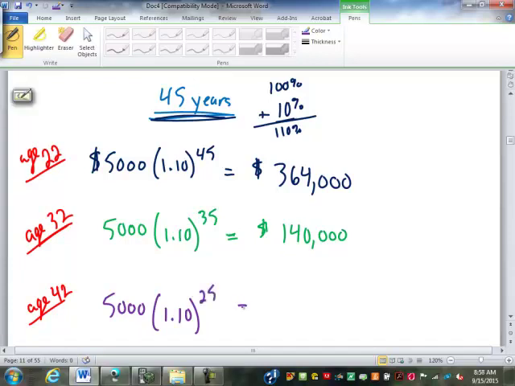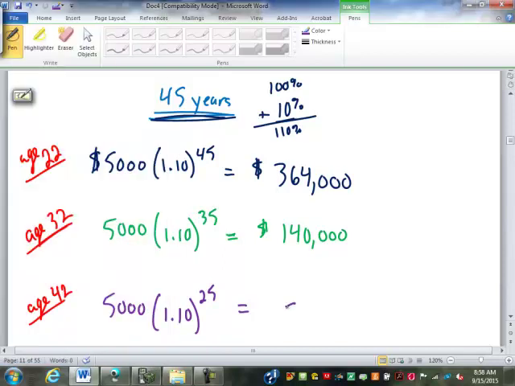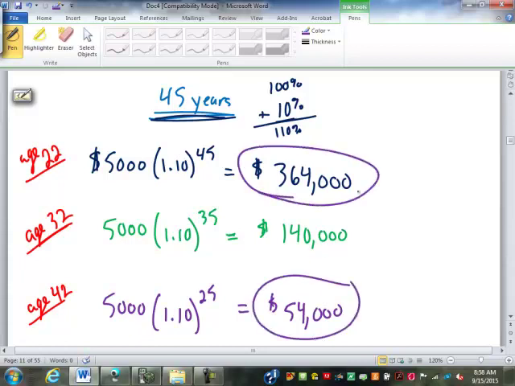This is going to be depressing. I would only get $54,000 out of that. So me waiting till I'm 42 compared to one of you starting at 22, I get about 1/7 the amount of money that you would out of that $5,000 investment. That's the power of time.